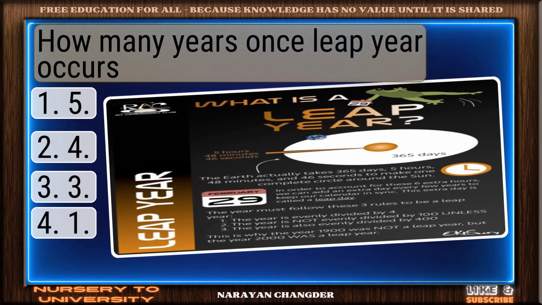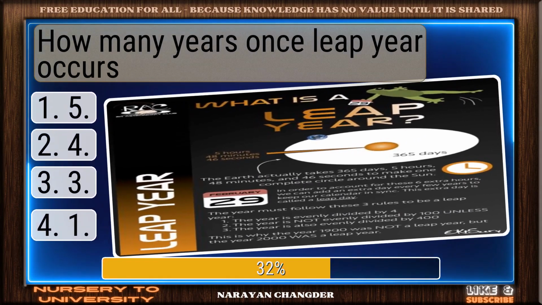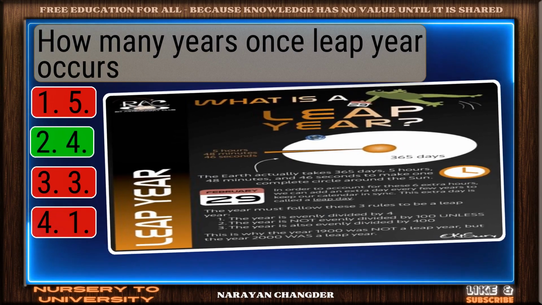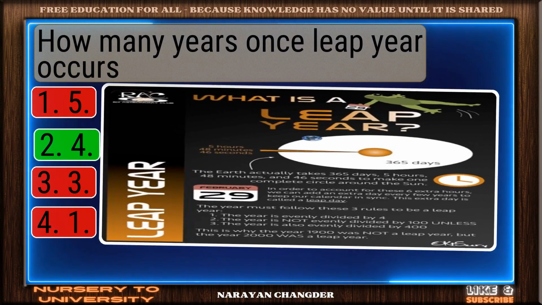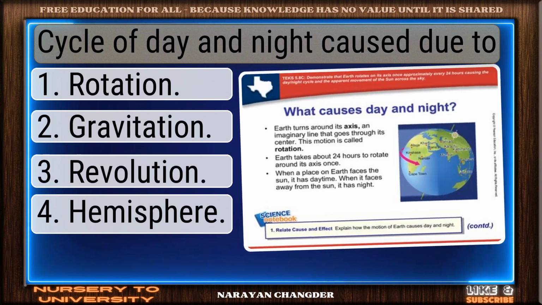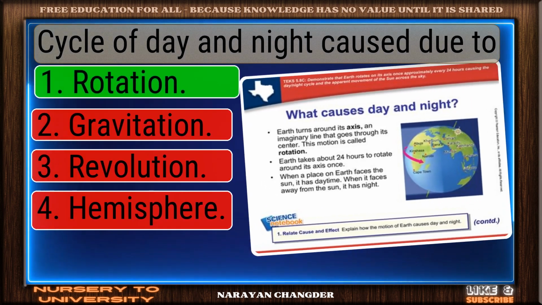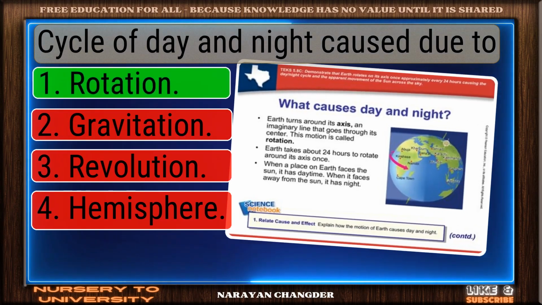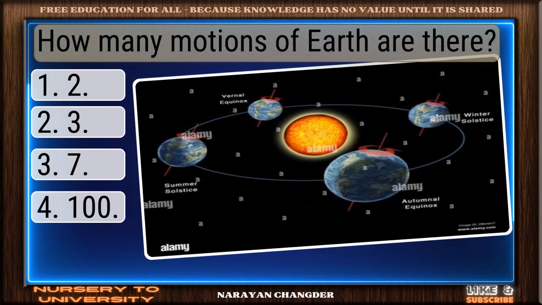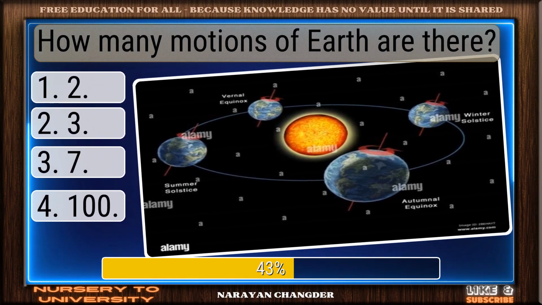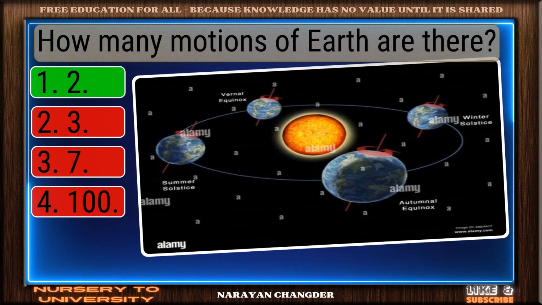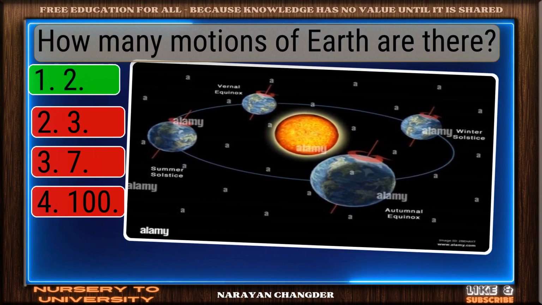How many years once leap year occurs? You chose 4, and it is correct. Cycle of day and night caused due to... Good thinking. Rotation is the right answer. How many motions of Earth are there? Excellent. 2 is a brilliant choice.